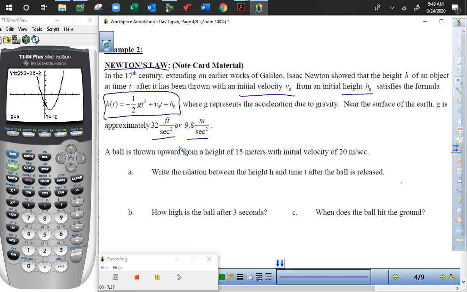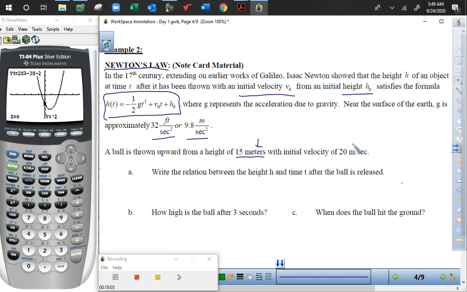So pause the video and jot that down. I do want that gravity on there in that formula, and then you decide if you need the v naught and the h naught and what those things mean. From here what we're going to do is write the relation between height and time after this ball is released. That just means write the formula that is given here with our numbers plugged in. So in the information here it says a ball is thrown upward from a height of 15 meters with initial velocity of 20 meters per second.